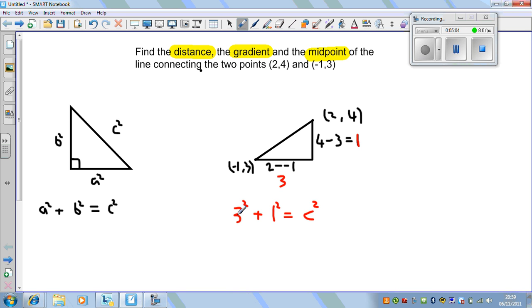Equal to c squared. Now this isn't rocket science. This is the square root of 10.